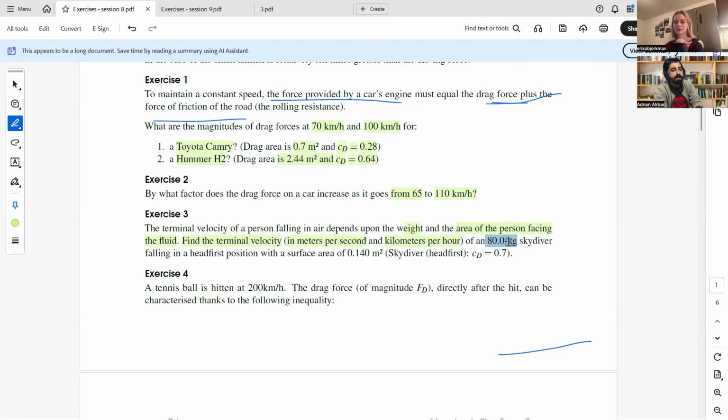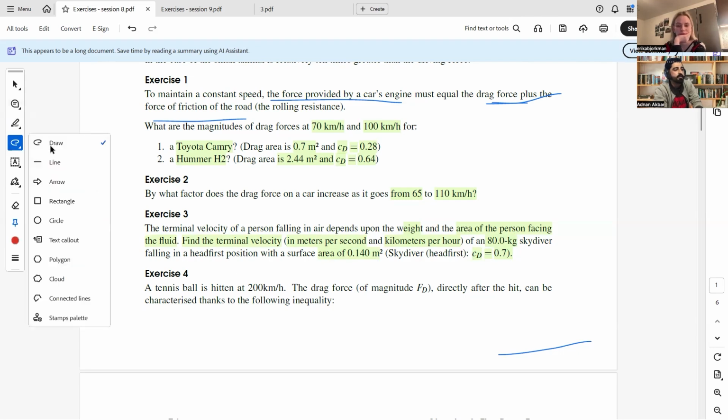An 80 kg skydiver is falling in a head first position, moving downward. The surface area of his head is 0.140 meters square, and the drag force constant CD is 0.7. So we need to measure the terminal velocity, but to measure the terminal velocity, we need to know its formula.